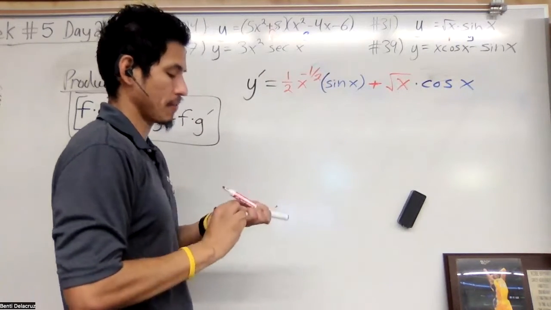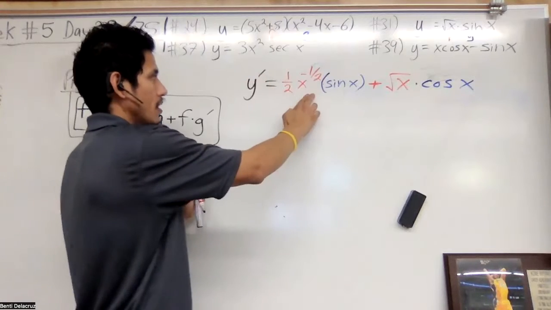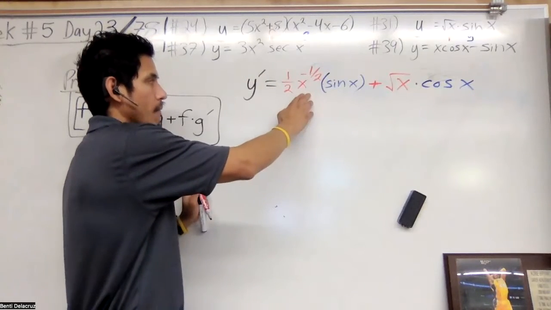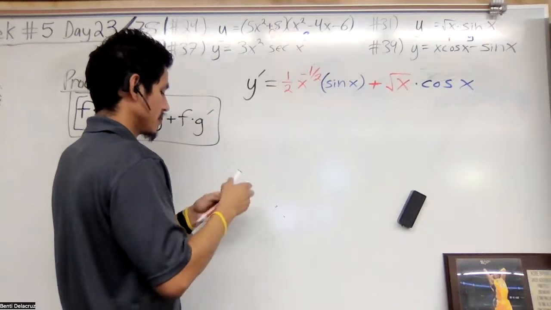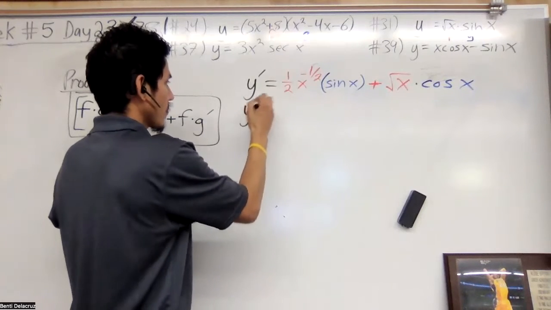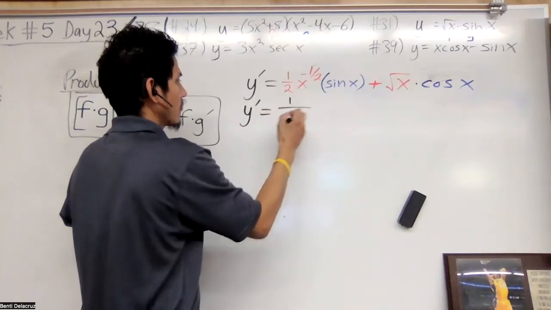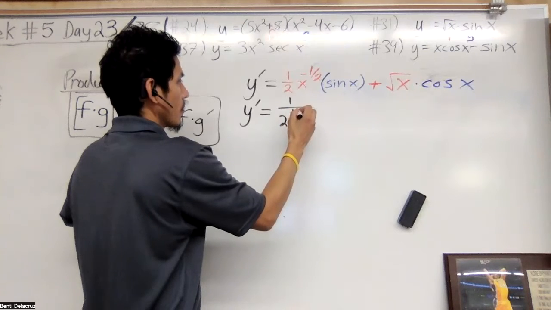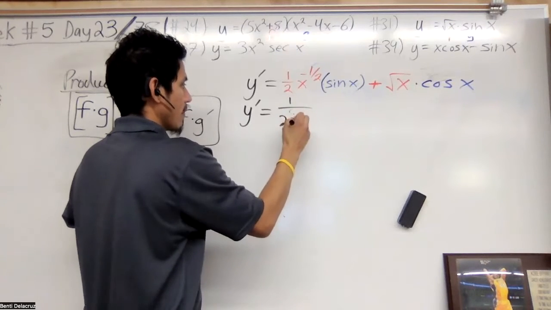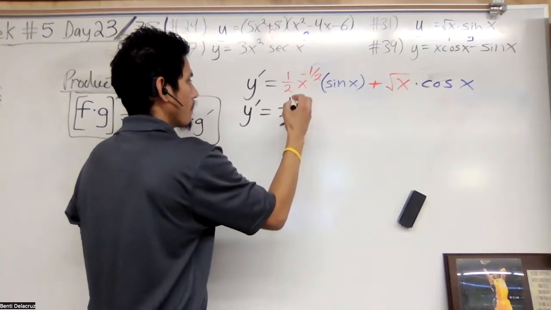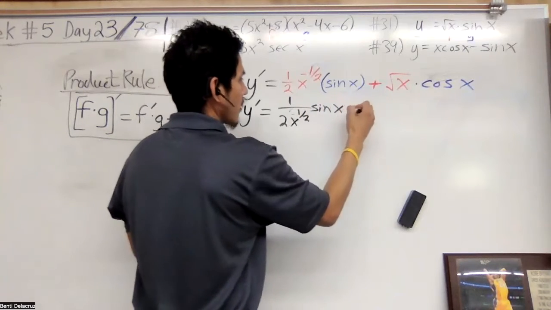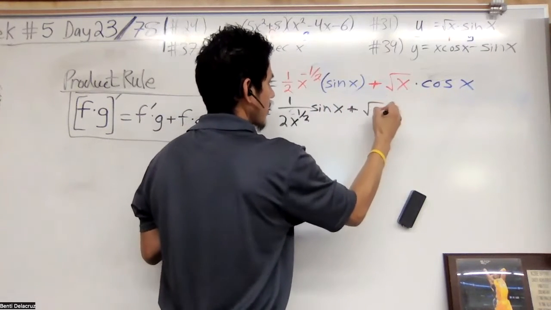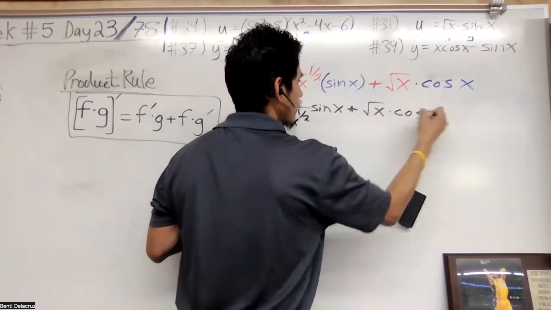And then from here, you can kind of clean it up. Usually you want your answer to at least have the exponents as positive numbers. So you want to probably write this as 1 over 2 times x to the 1/2 times sine of x plus square root of x times the cosine of x.